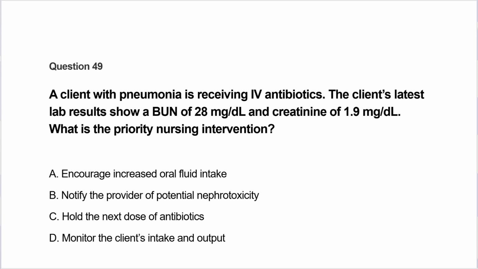49. A client with pneumonia is receiving IV antibiotics. The client's latest lab results show a BUN of 28 mg per dL and creatinine of 1.9 mg per dL. What is the priority nursing intervention? A. Encourage increased oral fluid intake. B. Notify the provider of potential nephrotoxicity. C. Hold the next dose of antibiotics. D. Monitor the client's intake and output.